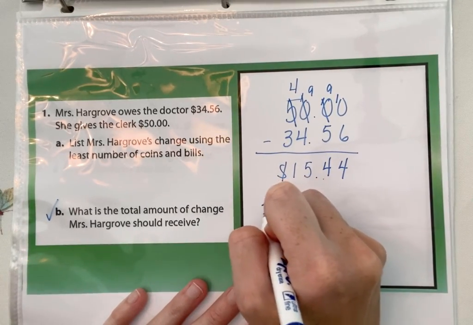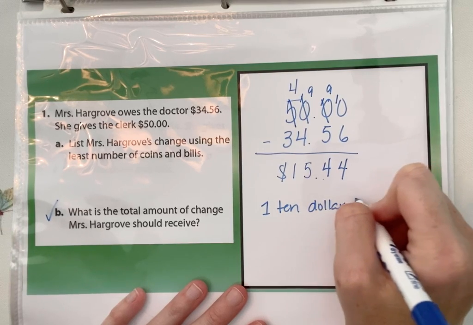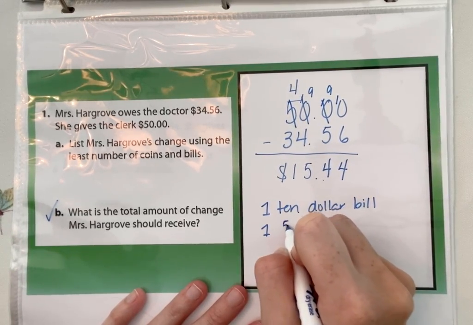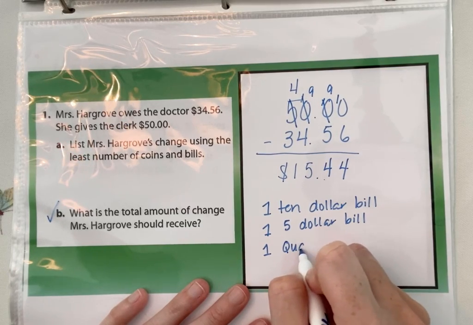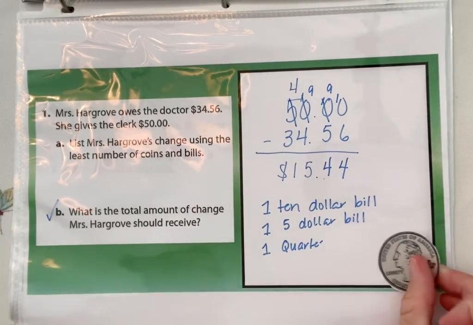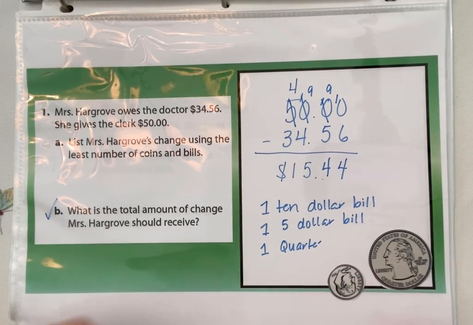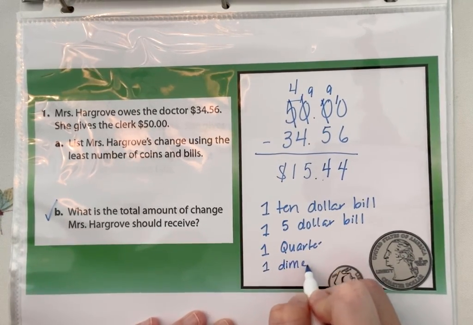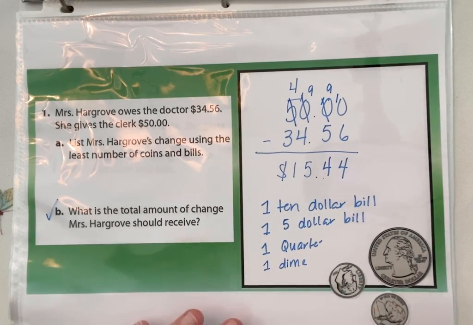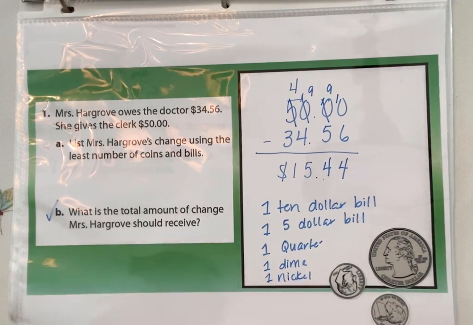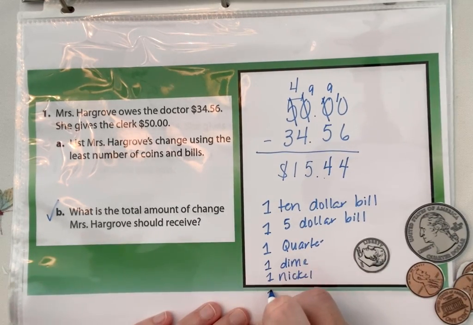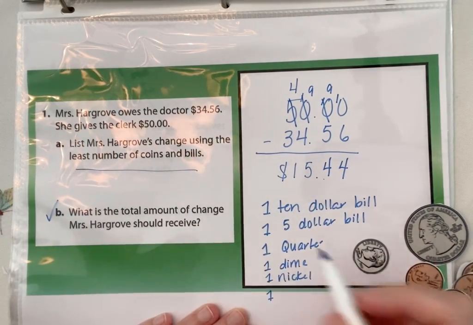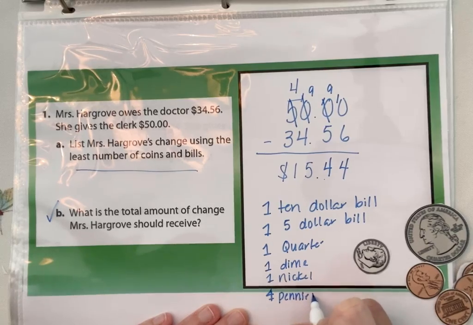I think I could do one $10 bill, one $5 bill, 1 quarter. I can't make 2 quarters, right? So 25. Let's see, what dimes can we use? 35. If I use another dime, that would be 45. So I can't, but I can use 1 dime. Or if we used a nickel, what are we up to? 25, 35, 40, so 1 nickel. And how many pennies would we need? We would need 1, 2, 3, 4 pennies. I think that would be the way we would do it, using the least number of bills and coins. So that's one type of word problem.